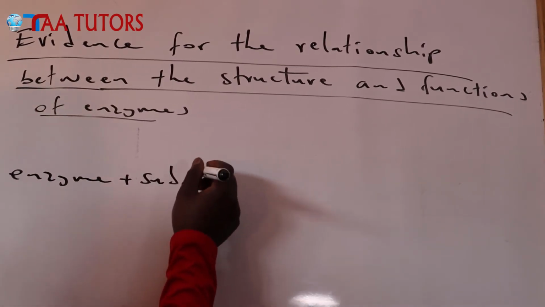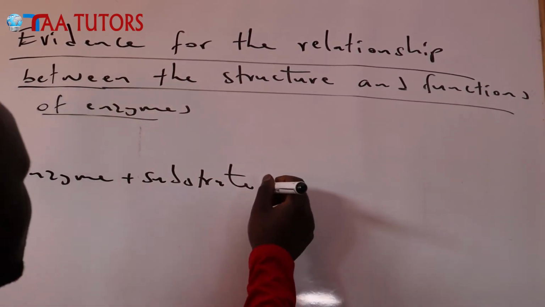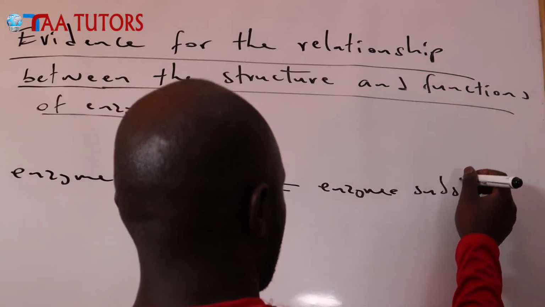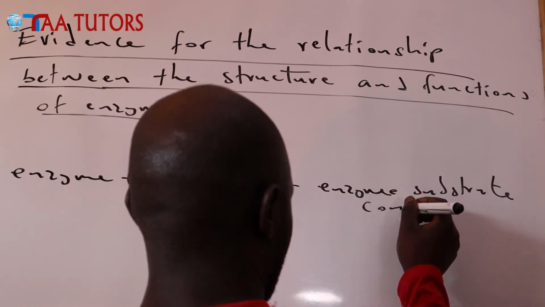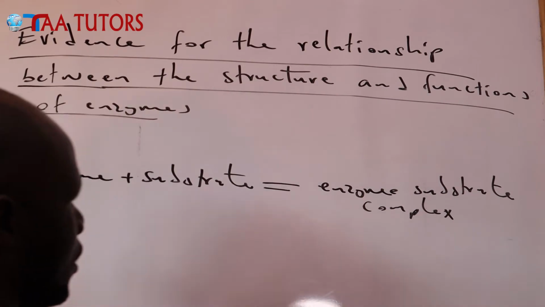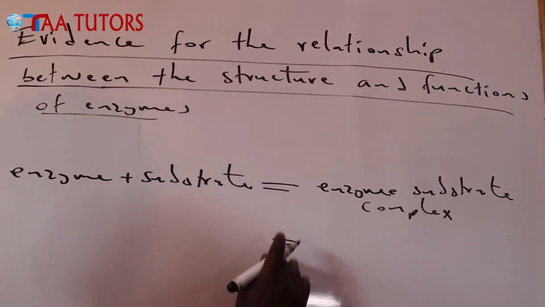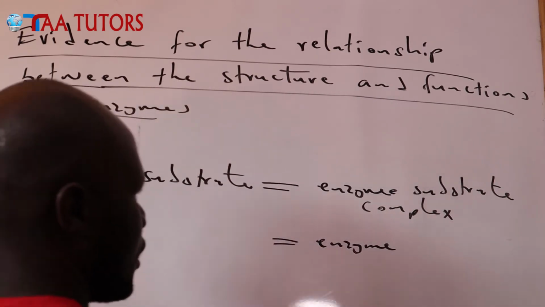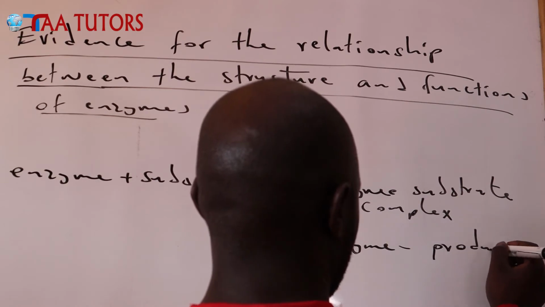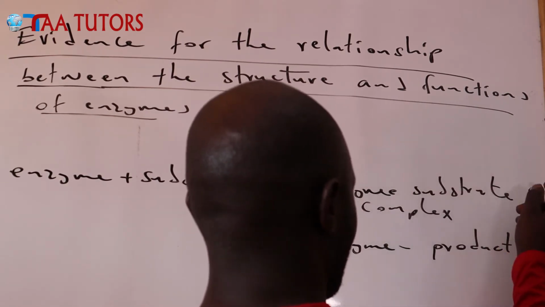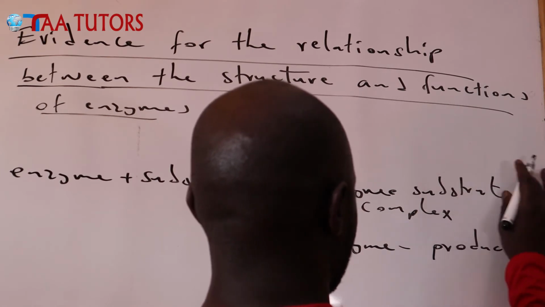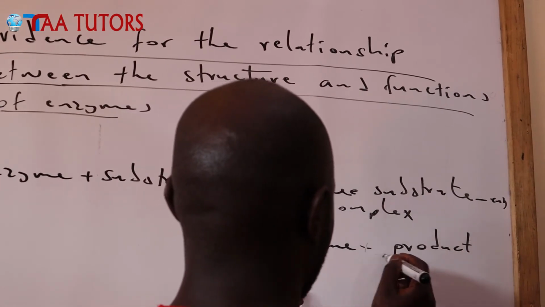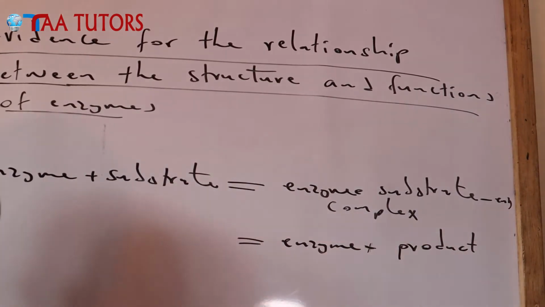Now we have seen that when we have enzyme reacting with substrate, what normally comes out is an enzyme-substrate complex. That is one thing that we saw. And then finally, this will give us enzyme and the product. So if we take our enzyme out again from this enzyme-substrate complex, you'll be getting enzyme plus the product. Those are the things that we are seeing here.